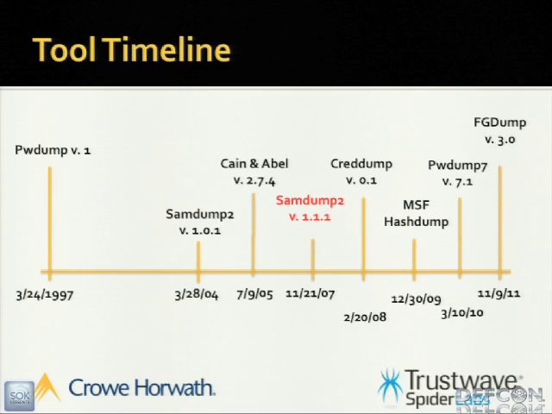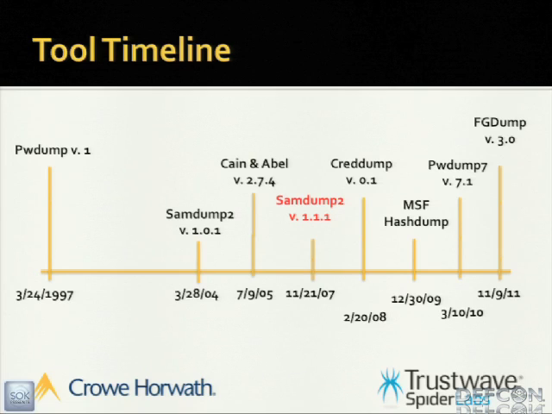When we look at this from a timeline perspective, I want to quickly go through where we started. This actually reaches all the way back to 1997, when PWDump version 1 was released. Then in 2004, there are quite a few tools that were introduced in that time frame, but SamDump was released in 2004. We had Cain and Abel start doing this method in 2005.